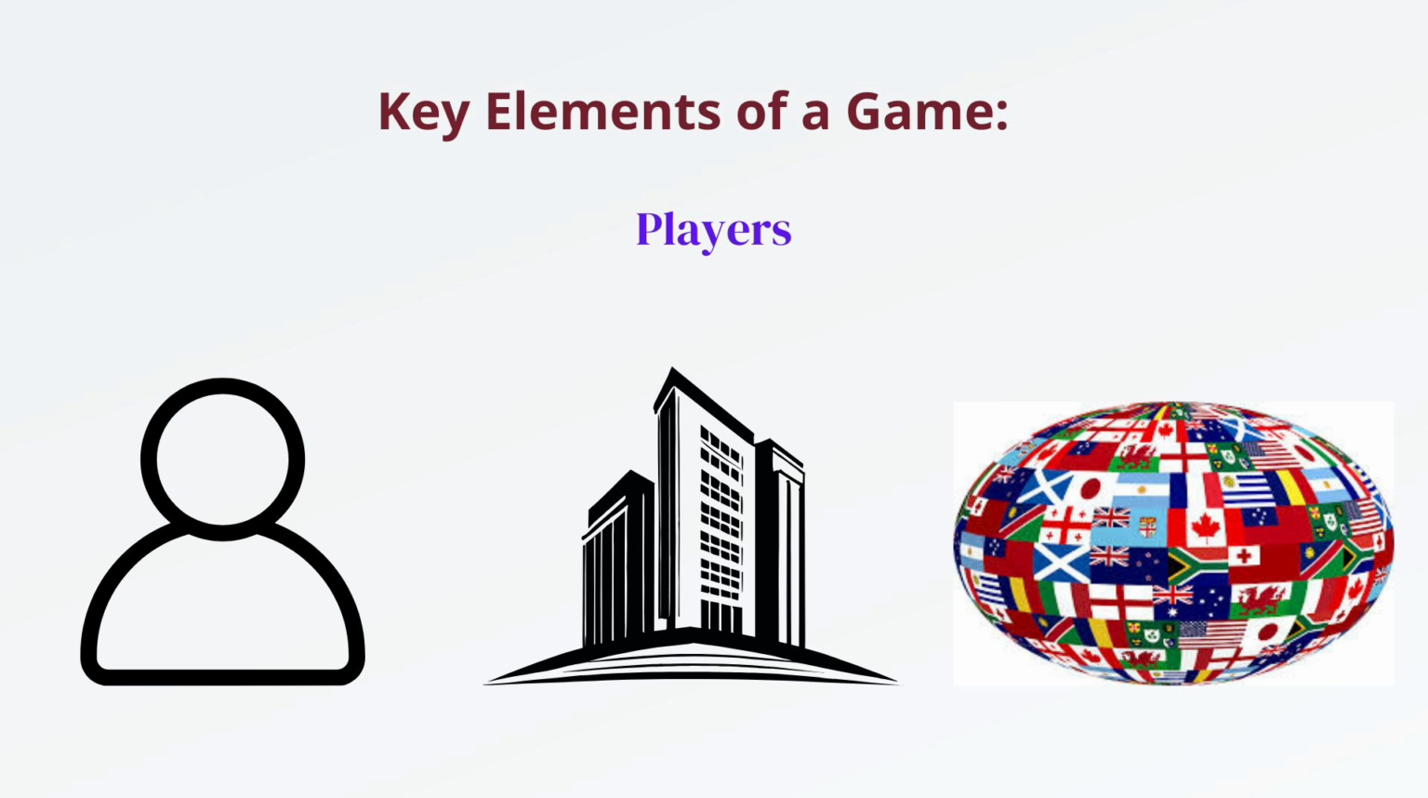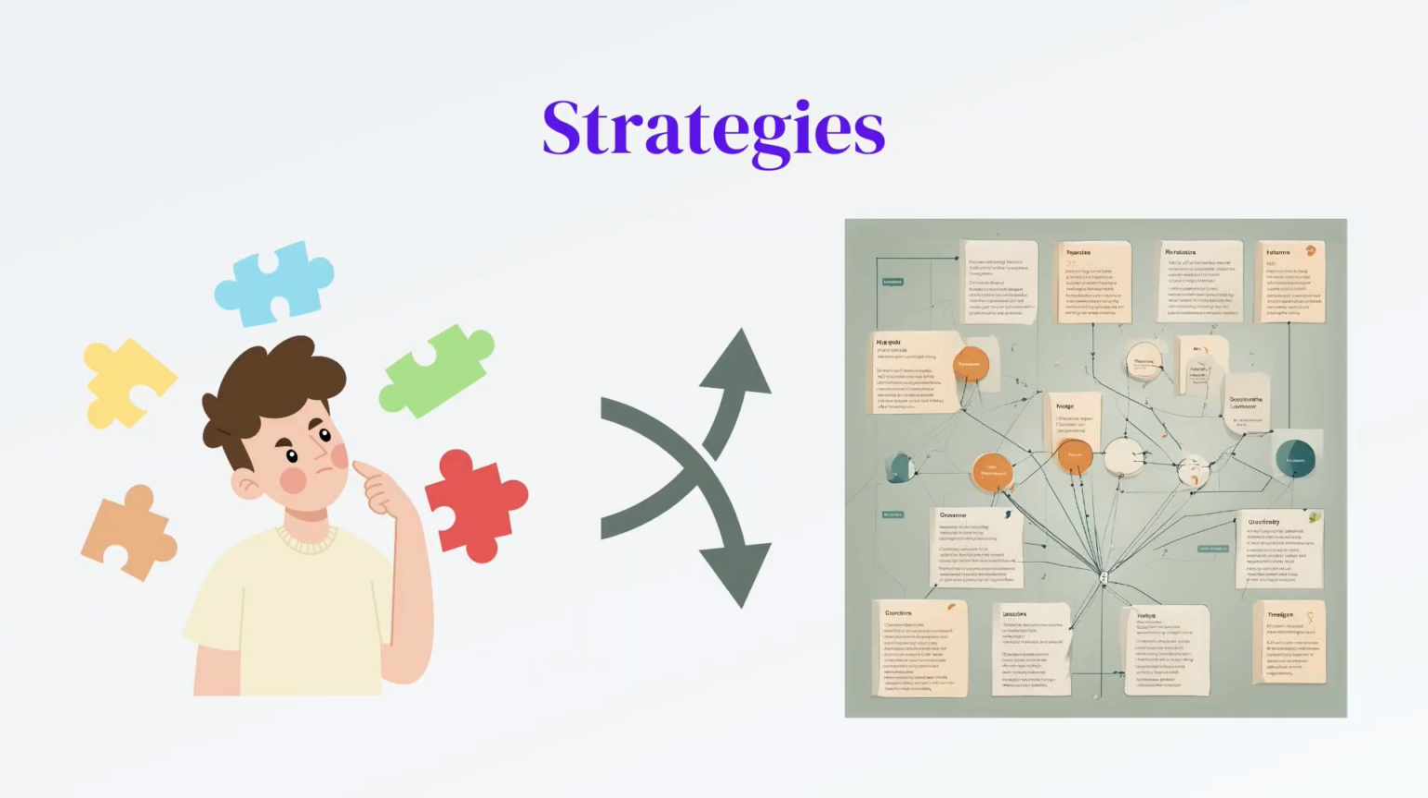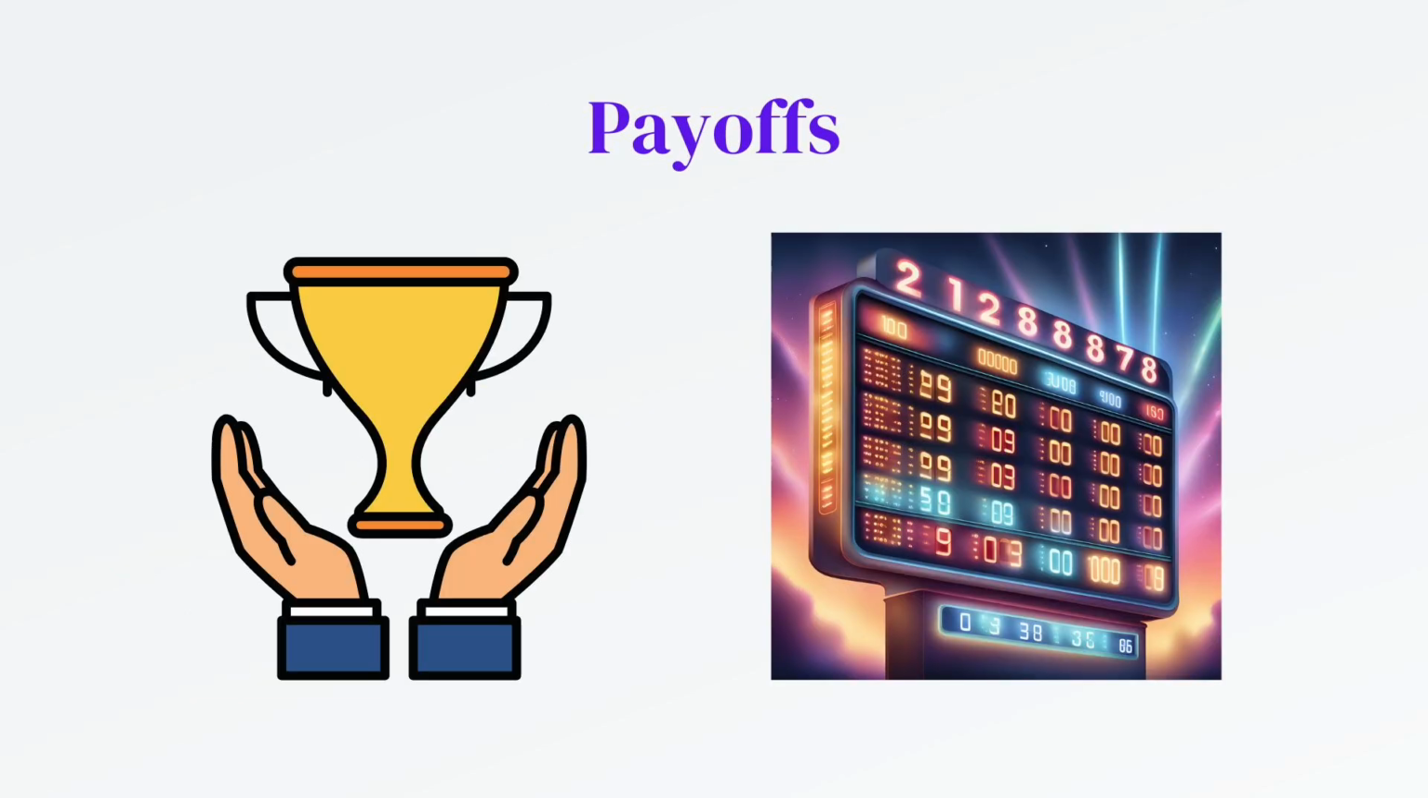Key elements of a game. First of all, players, the decision makers in the game. Players can be individuals, companies, or even nations. The next is strategies, the set of actions available to a player. Each strategy represents a specific decision path. And the last one, payoffs. These are the outcomes or rewards received by players, often depending on their strategies and those of others.